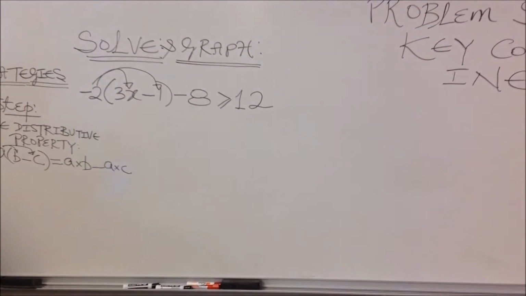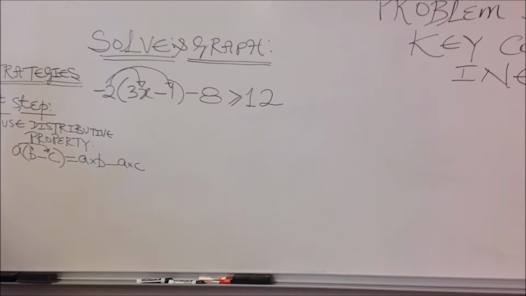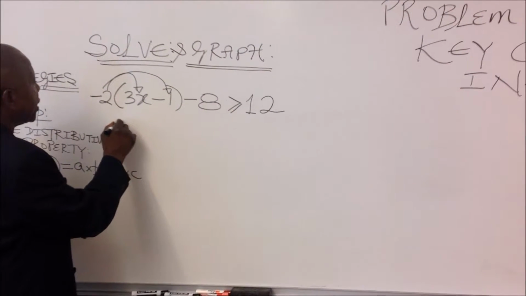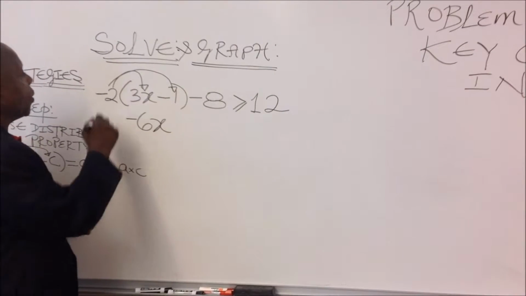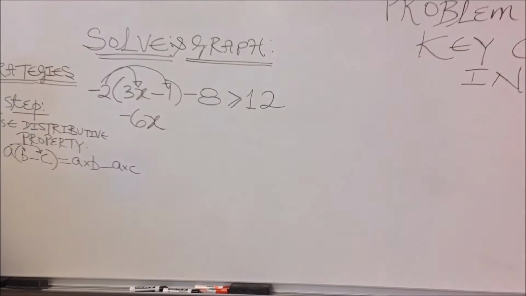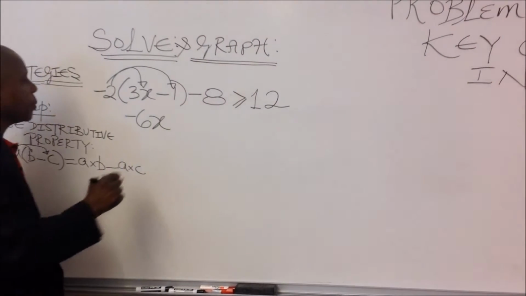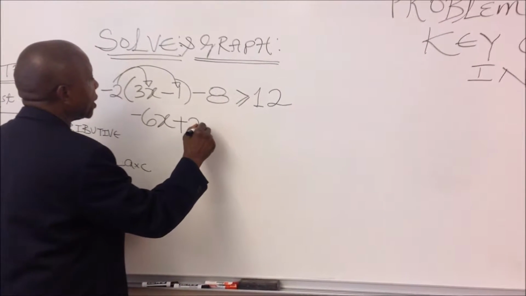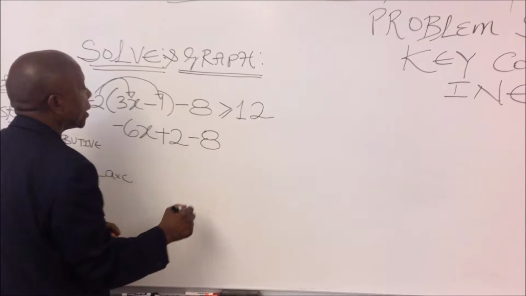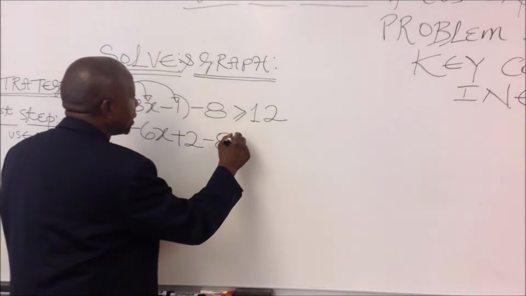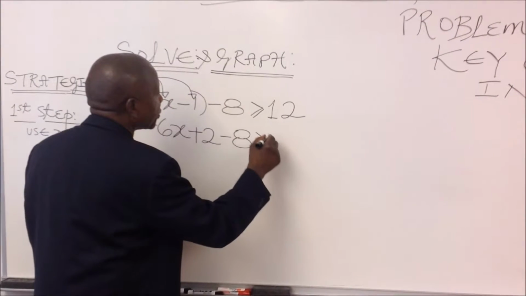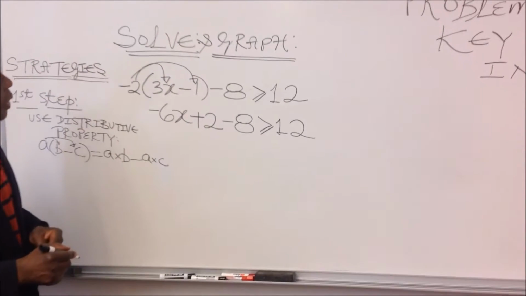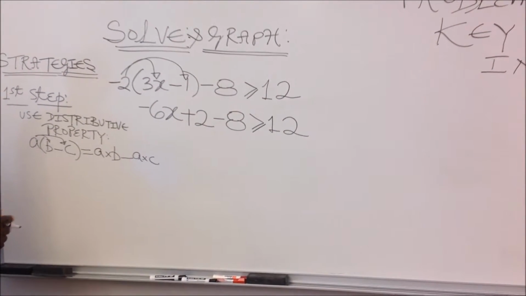So what is negative 2 times 3x? Negative 2 times 3x, of course, is negative 6x. And what is negative 2 times negative 1? Positive 2. And then we have to bring down the negative 8 here, and then bring down the inequality symbol. Linear algebraic inequality.